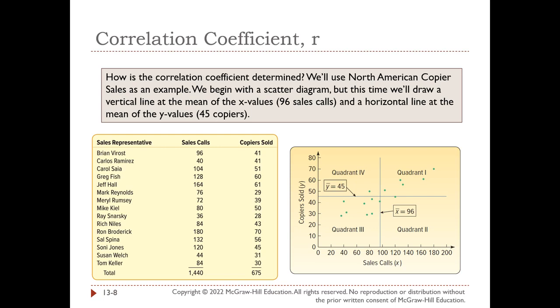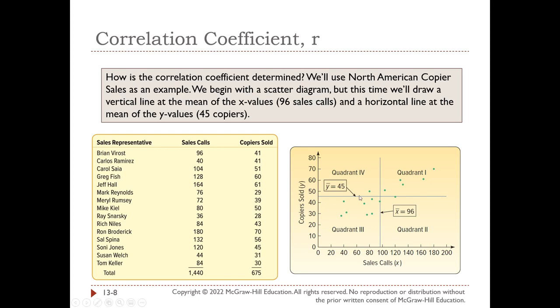So how is the correlation coefficient determined? Again, they're going to use the example of the sales calls. Here's a bigger picture of all the sales calls and copiers sold. Now, drawing lines through the center of the data establishes quadrants. These two variables are positively related when the number of copiers sold is above the mean and the number of sales calls is also above the mean. The points appear in quadrant 1. When the number of sales calls is less than the mean, so is the number of copiers sold. Those points appear in quadrant 3.